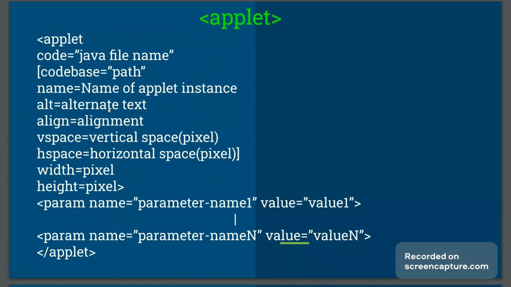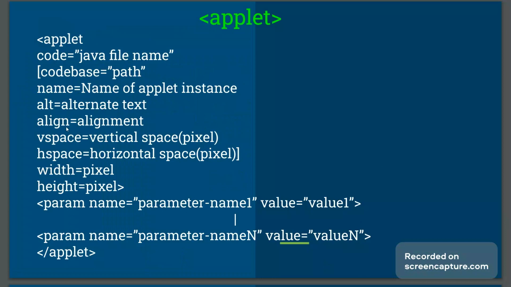Suppose your browser does not support the output of your applet code, so many times a small square with a cross symbol in red color appears on the browser. Instead of that, if you want to display any message to the user, that can be specified in this alt attribute.